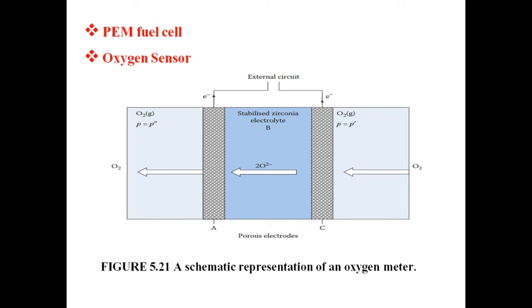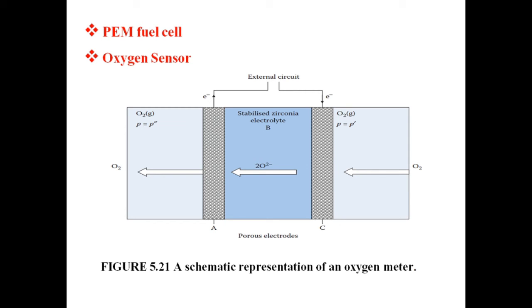Next, oxygen sensors. This is a schematic representation of an oxygen meter. Here, oxygen, stabilized zirconia electrolyte, 2 O2 minus, P' is equal to P'' on the two sides, oxygen gas, and this is joined by using an external circuit. This is the porous electrolyte.